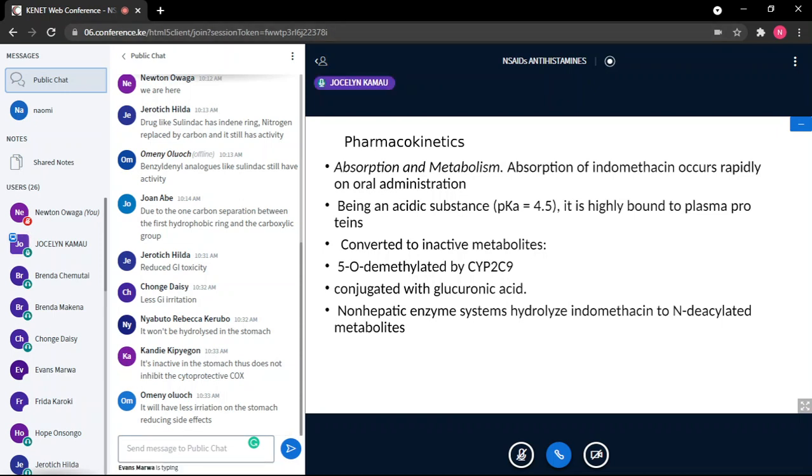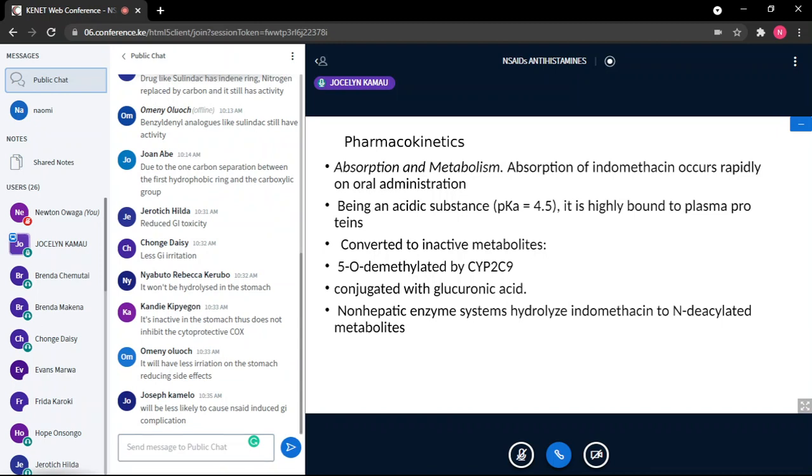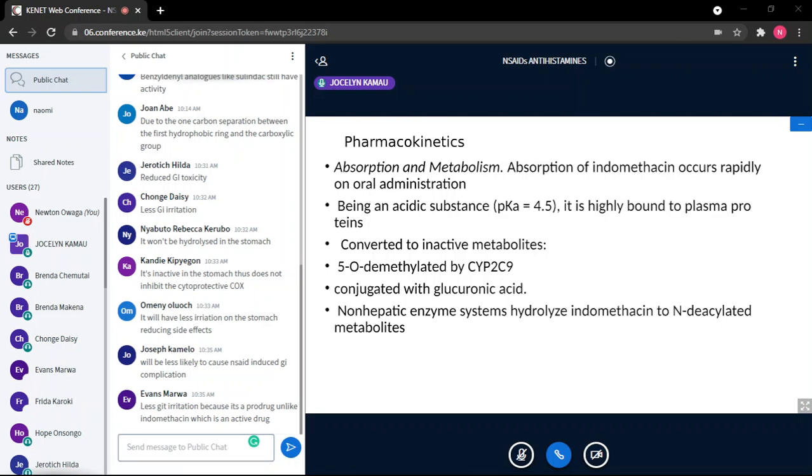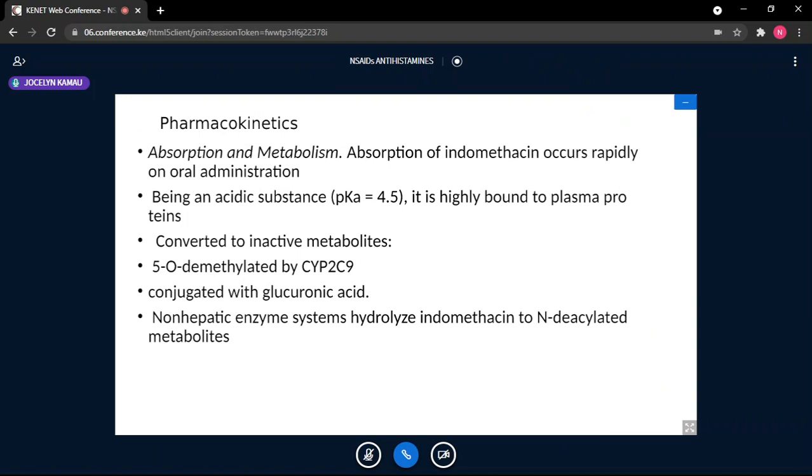So I'm saying Cherotich, Hilda, the answers are correct, but very vague, very summarized. So make sure when you give an answer, let it be a complete answer. Say, yes, it has less GIT irritation. Why? Because it is not active in the stomach. It will not block the inducible COX-1 enzyme within the stomach, and even the constitutive COX-2 within the stomach, and therefore will not bring toxicity within the stomach, lesser GIT irritation. So let us move on.